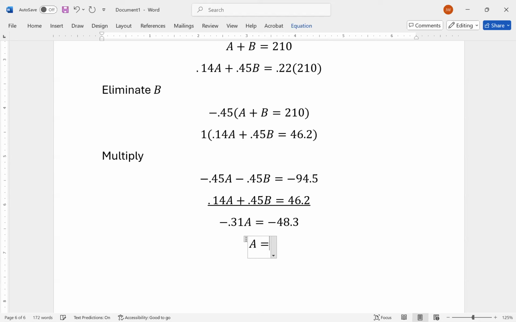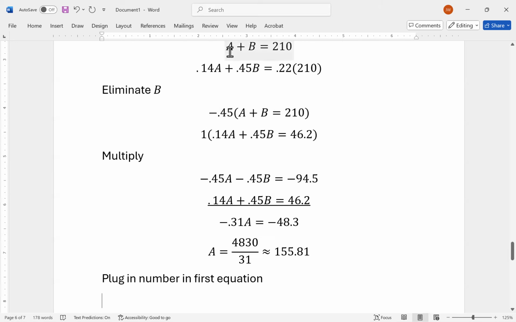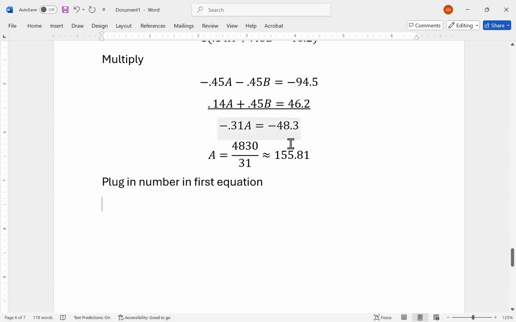I'm going to write that out as a fraction. When I ask my calculator to give me that as a fraction, it gives me 4830 divided by 31, which is approximately 155.81 rounded to 2 decimal places. Now, then I just plug that into, let's say, the first equation. If I plug that into the first equation, A plus B equals 210.